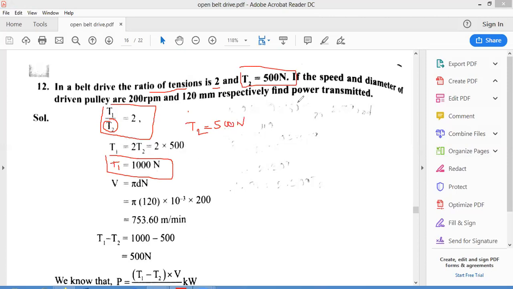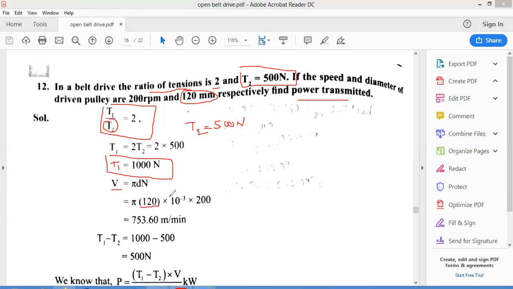So what do they want? We have to find the power transmitted. Okay, we'll come to that. Now, next for that, we should know at what rate the belt is traveling. So we have to find velocity of the belt. So V is equal to pi dn, right? So pi d, any of the diameters; we know only one of the diameters, 120, we don't know the other one. So we'll take up this itself.